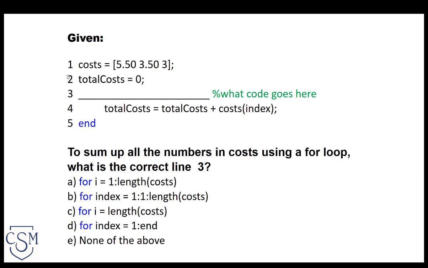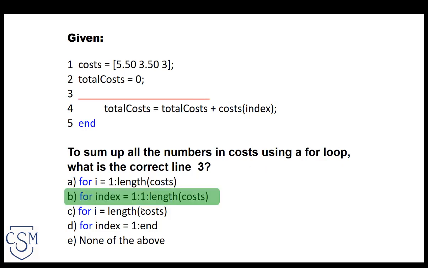Now that you're more familiar with for loops, go ahead and take this time to answer the following question. I have an array cost. It's a 1 by 3, and I want to add up all the things in cost. And I want to achieve that with a for loop. So what is the proper way to initialize this code? Below here I have some choices for you, and what would be the correct initialization for line 3?